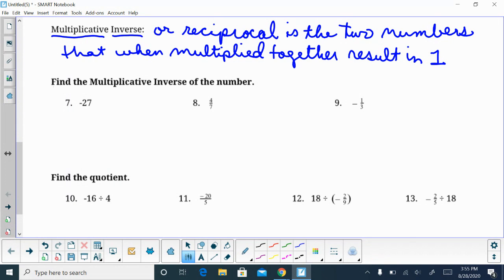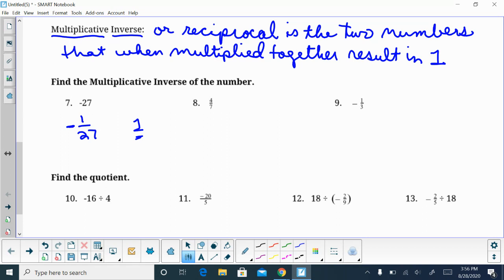Multiplicative inverse of the number. So I've got a negative 27. Negative 27. So the reciprocal of 27 would be 1 over 27. But I need a result of 1. And since this is negative, I need them to have the same sign so that when I multiply them together, I get an answer of 1. So negative 27 times a negative 1 over 27 will give me a positive 1.